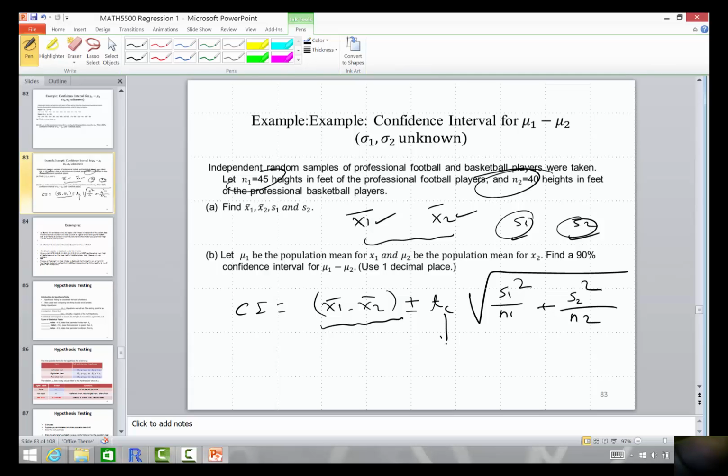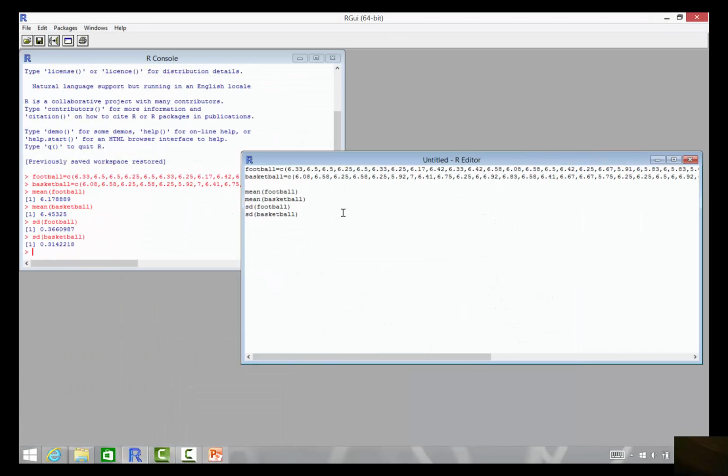And then the question comes, what is t critical? You need the smaller sample size. Here I have 40 and here I have 45, so the smaller one is 40. 40 minus 1 is 39. Whenever you go to the chart, you need to go for 39 degrees of freedom and 90%, so the 90% confidence interval with 39 degrees of freedom. I will show you how to get that.